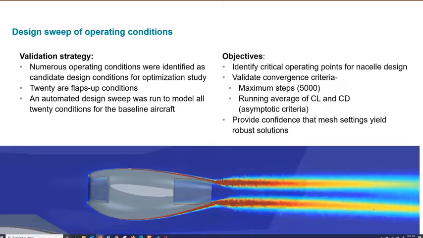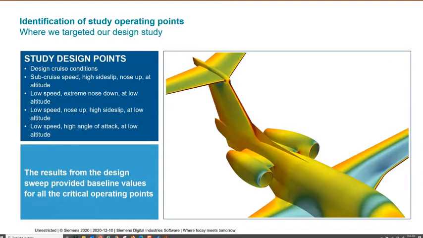Next slide. So in terms of the specific conditions that we decided to look at, the first one was easy, design cruise conditions. That's where you live. This vehicle is going to live most of its operating life at cruise conditions. So that's absolutely critical.